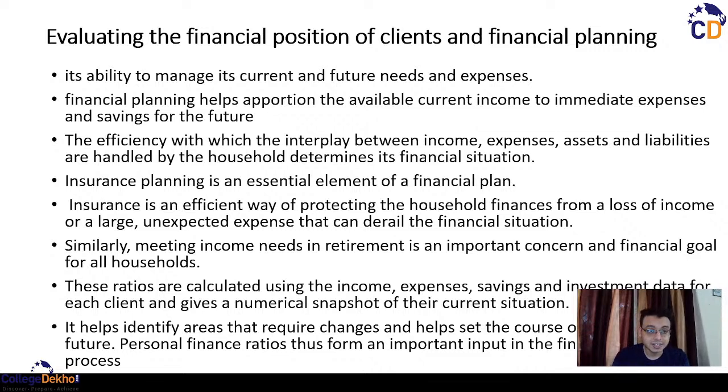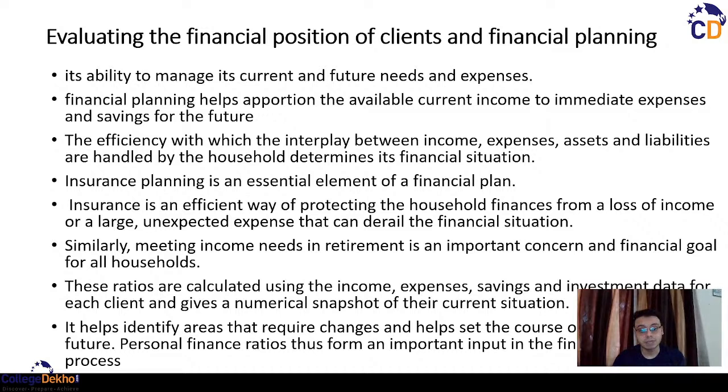So it is basically its ability to manage its current and future needs and expenses. Because ultimately you're preparing the corpus for the future. You have to manage your future needs and expenses. Also, you have to take into consideration the present scenario as well. The financial planning helps apportion the available current income to immediate expenses and savings for the future, because you are apportioning, meaning you are taking out a part of your current income and saving for the future expenses.